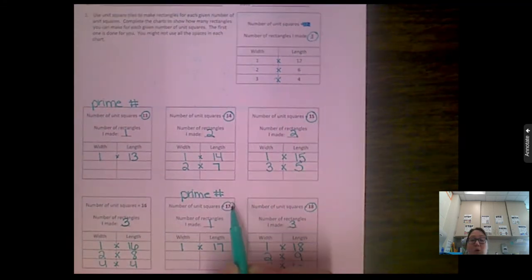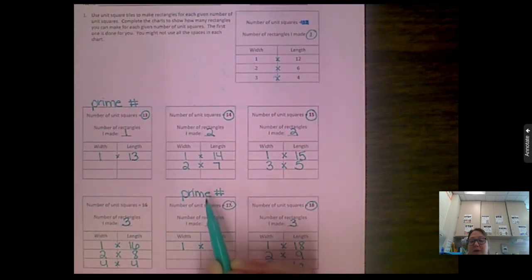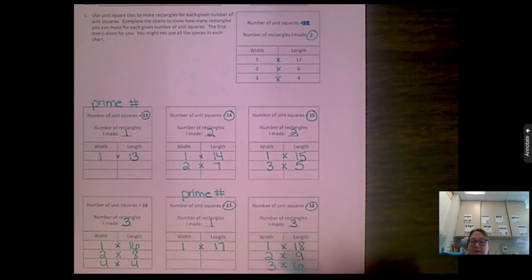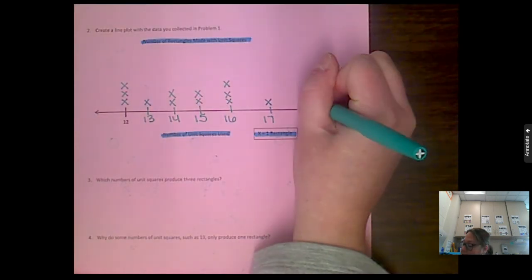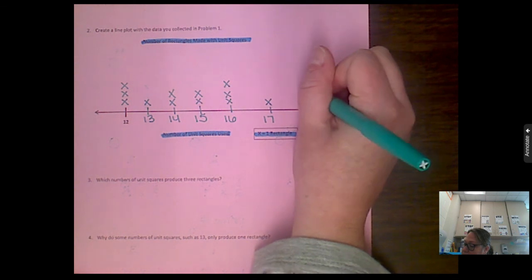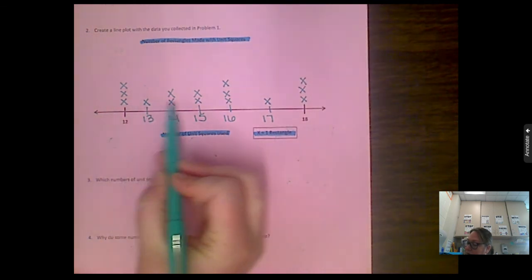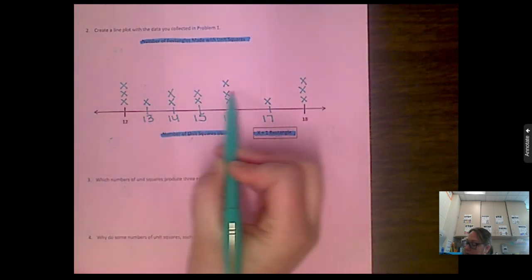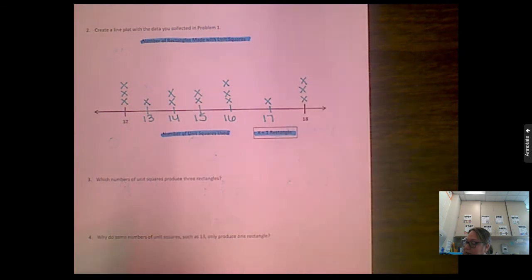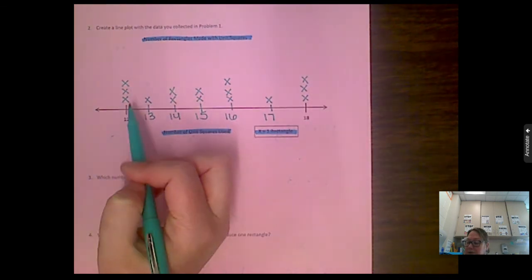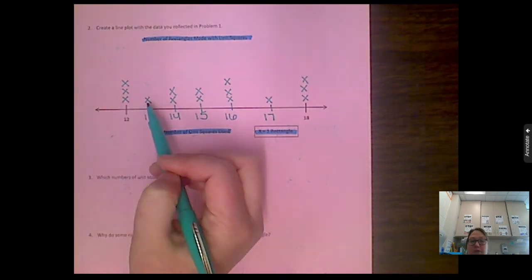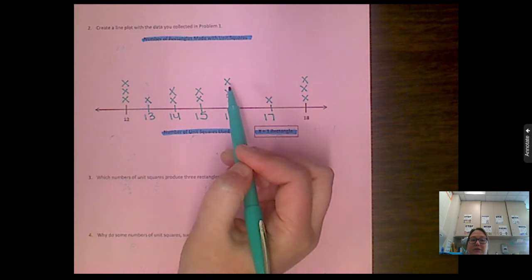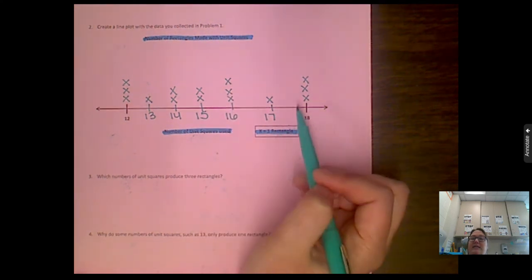For 17, we only had one because we said 17 was a prime number. We could only do 1 times itself. And then for 18, we had 3. So 17 is 1 and 18 is 3. I want to make sure that these all pretty much line up. Let me go across like that. Okay. How do we do? So for 12, we had 3, 13, 1, 14, 2, 15, 2, 16, 3, 17, 1, 18, 3.